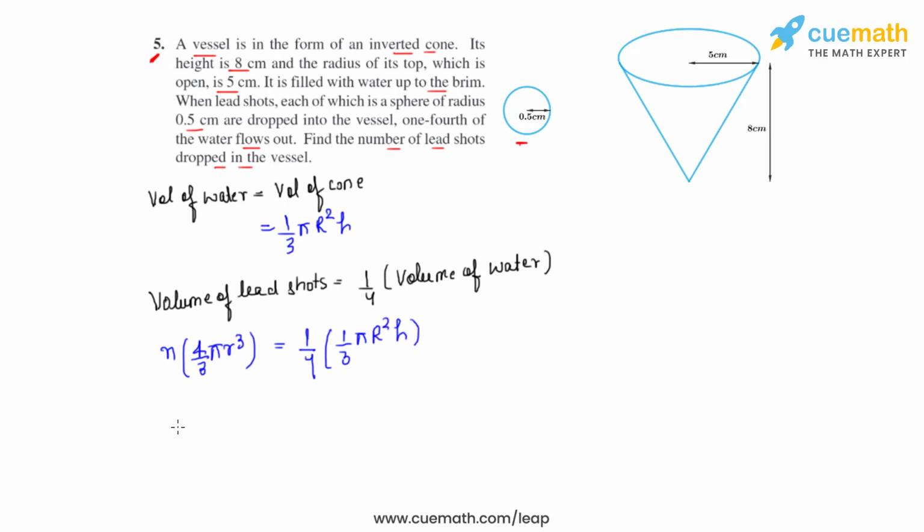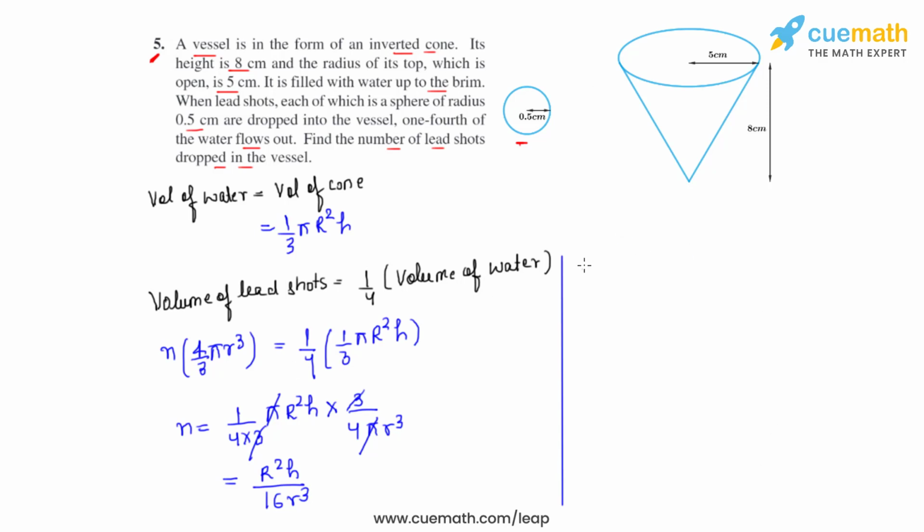So from this we can say that the number of spheres will be equal to 1/4 times 1/3 pi R square h divided by 4/3 pi r cube. So that will give us times 3/4 pi r cube. We can cancel out pi and pi, 3 and 3. So we are left with R square h divided by 16 r cube. So we can further take the calculation on the other side of the page.